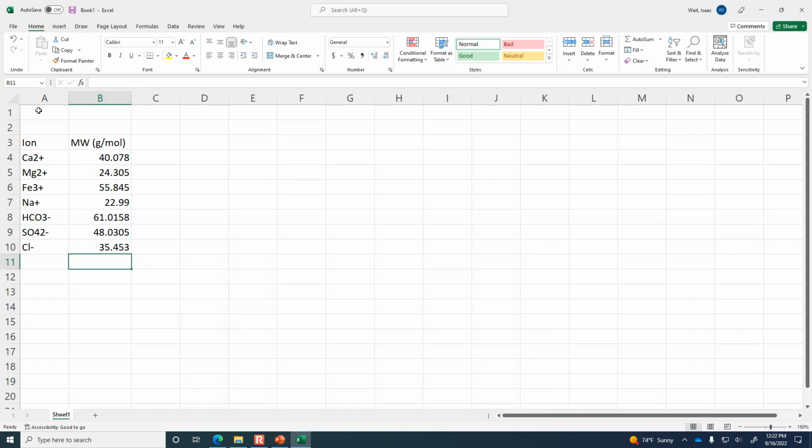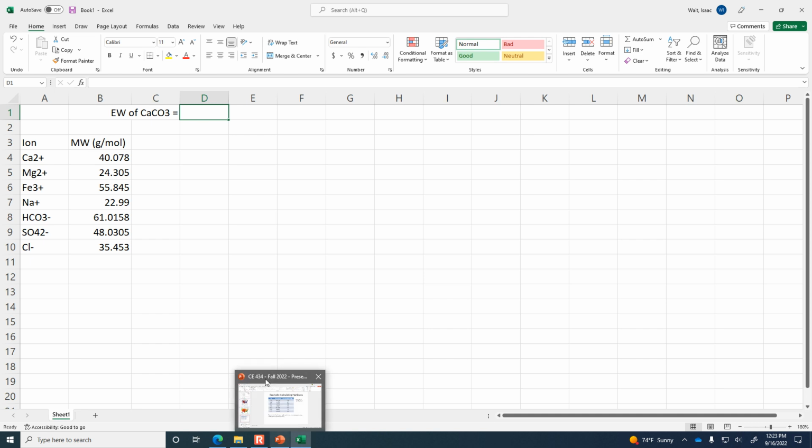Up at the top I'm going to have the equivalent weight of calcium carbonate. And we've talked about equivalent weights before. Does anybody remember how equivalent weight is different from the molecular weight? The molecular weight divided by the charge. Good. Molecular weight divided by charge.